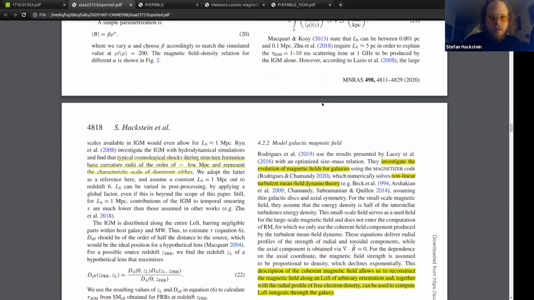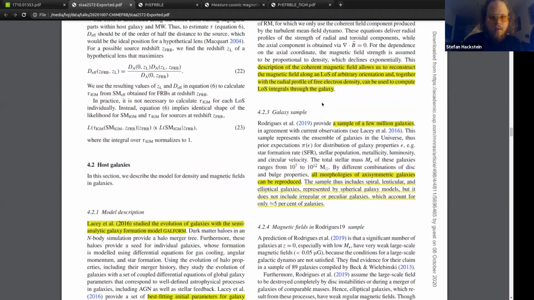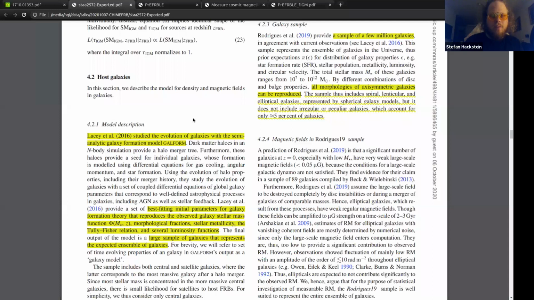So we're not going to talk about this. Now, the next model that we have is the host galaxies. As I said, we are not using a particular model for this, but we take a whole ensemble of galaxies. And for this, we make use of the results of Lacey 2016, who studied the evolution of galaxies with the Galform model.